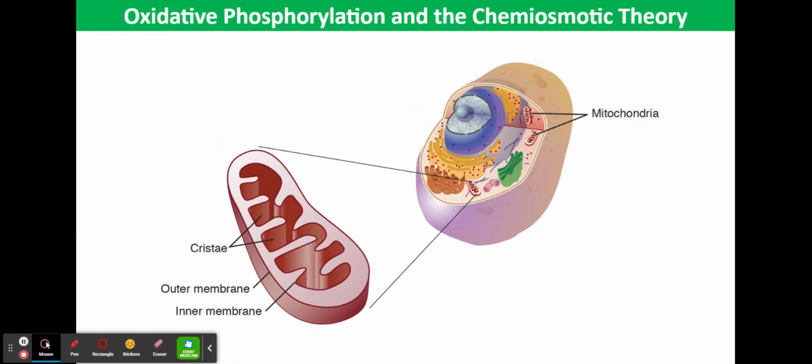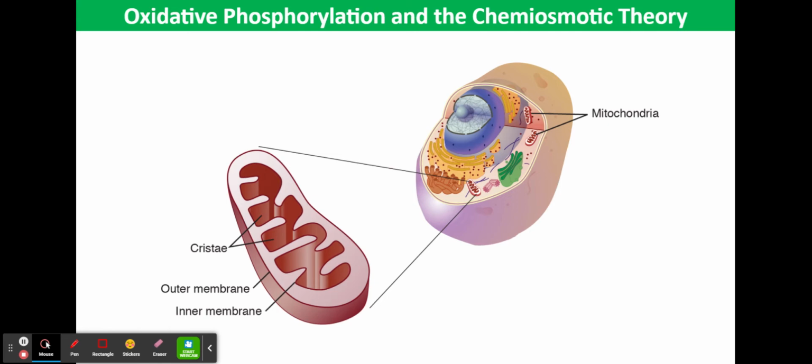This video tutorial is about oxidative phosphorylation and chemiosmotic theory. The final stage of aerobic respiration is oxidative phosphorylation, the production of ATP in the presence of oxygen. Oxidative phosphorylation takes place in the mitochondria.